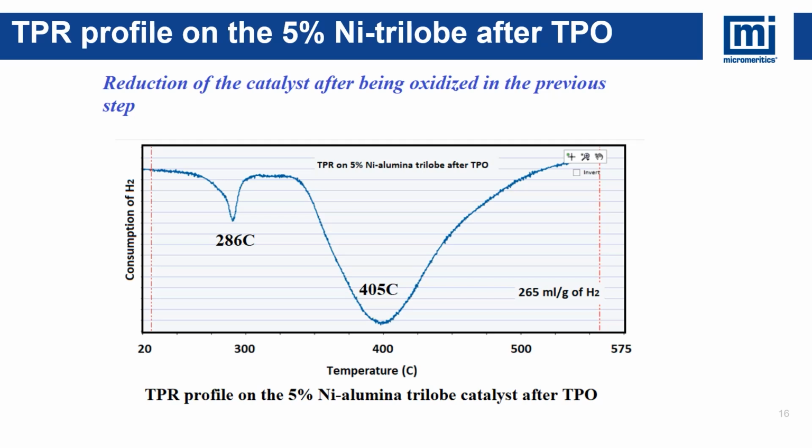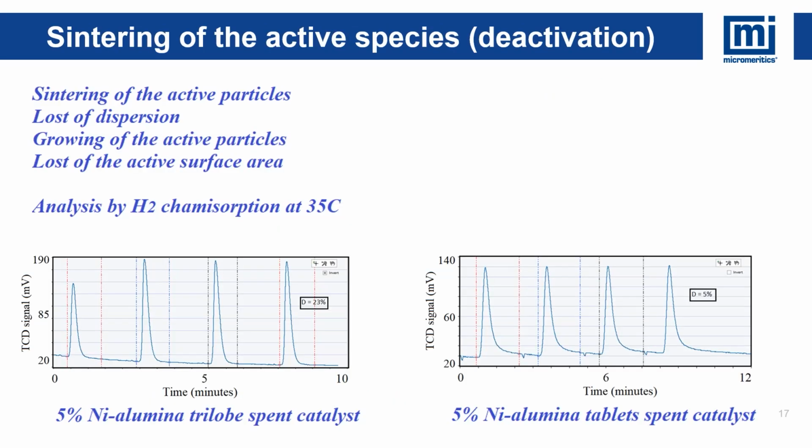Why we do that is because we are going to follow with the dispersion as we did before. And for that, the nickel has to be in the nickel metal form, not oxide, because the oxide will not absorb the hydrogen. This is why we have to reduce the sample before doing the post-chemisorption. So in this case, we repeated the post-chemisorption with hydrogen at 35 as we did before.